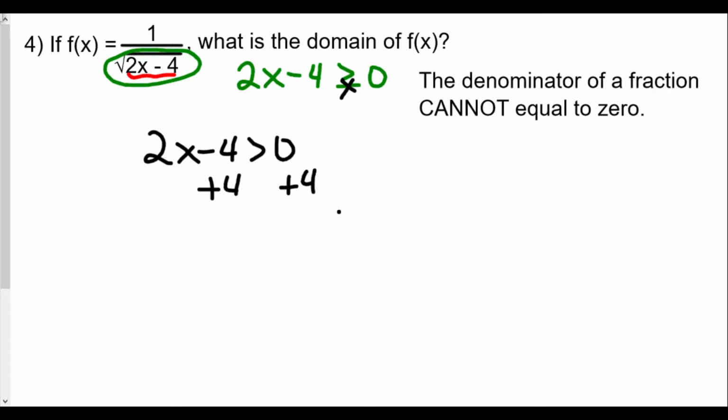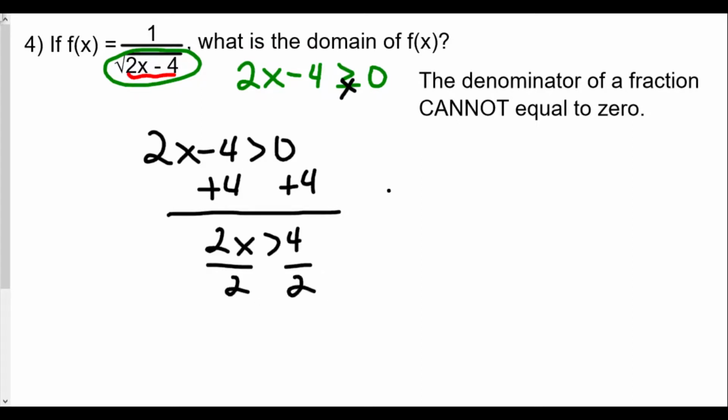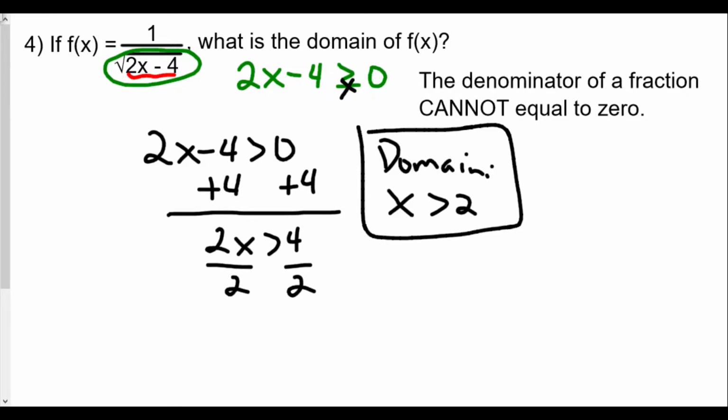So we have here add 4. We have 2x is going to be greater than 4. And then we divide both sides by positive 2, which does not change the direction of the inequality. So x is going to be greater than 2. So that's our domain. Our domain in this case, x is greater than 2, not equal to 2. And that's question number 4.